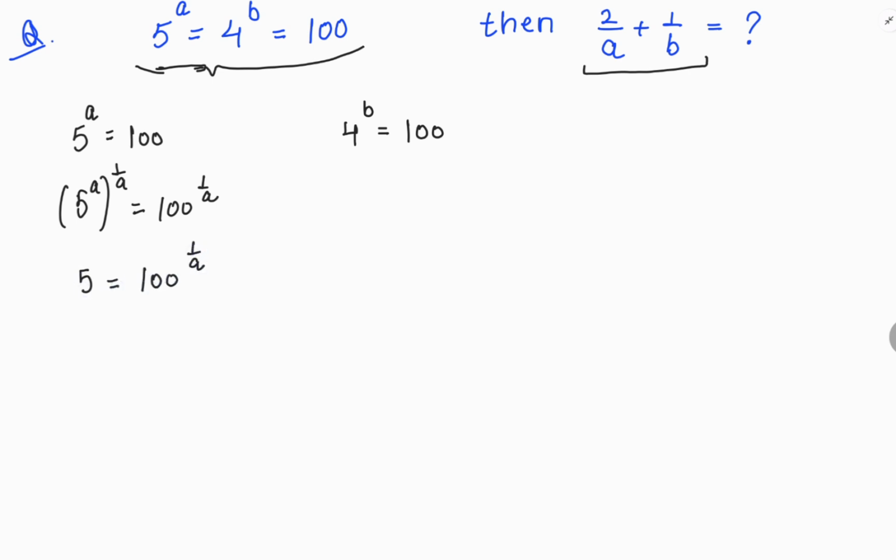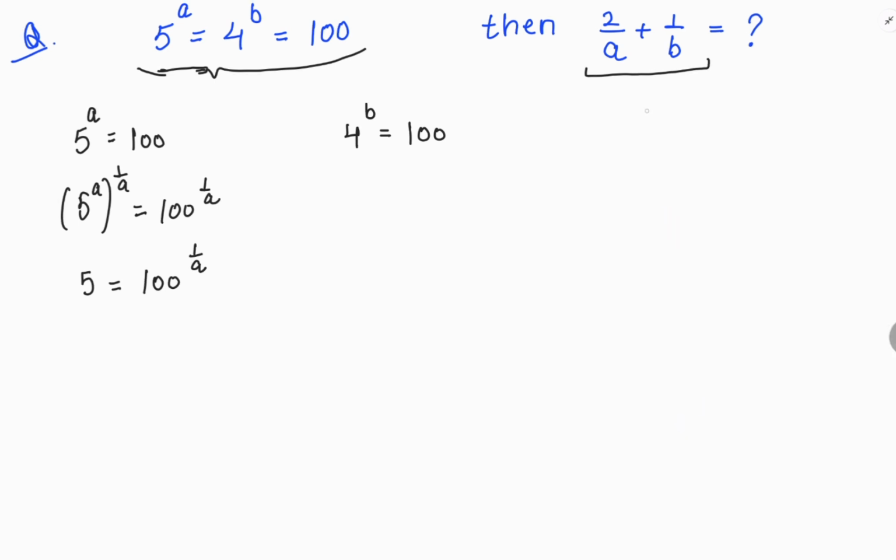But I do not need 1 by a. What do I need? I need 2 by a. And how can I get 2 by a? If I square both sides here, right? This will become 25, and since you know that when we have power to power, they get multiplied, it will become 2 by a. Okay, 1 by a times 2 is 2 by a. Now we have the thing we need.